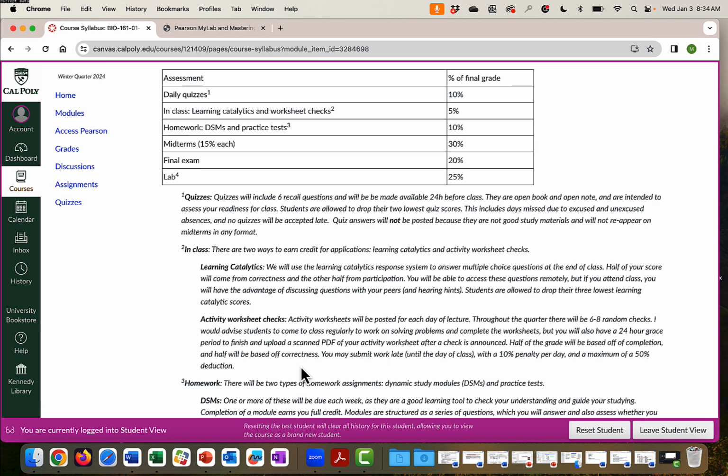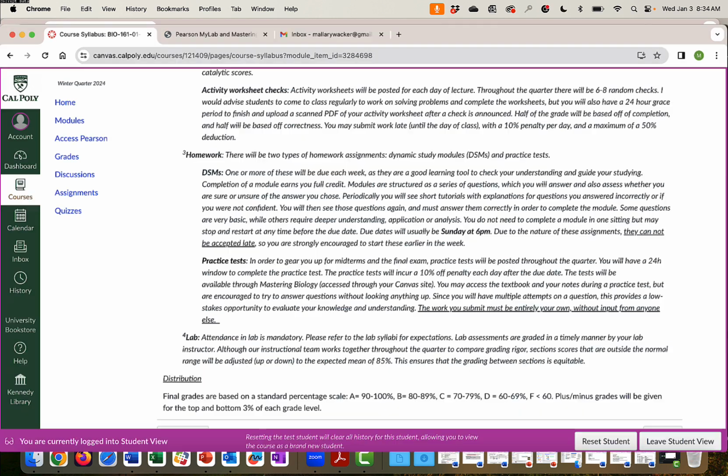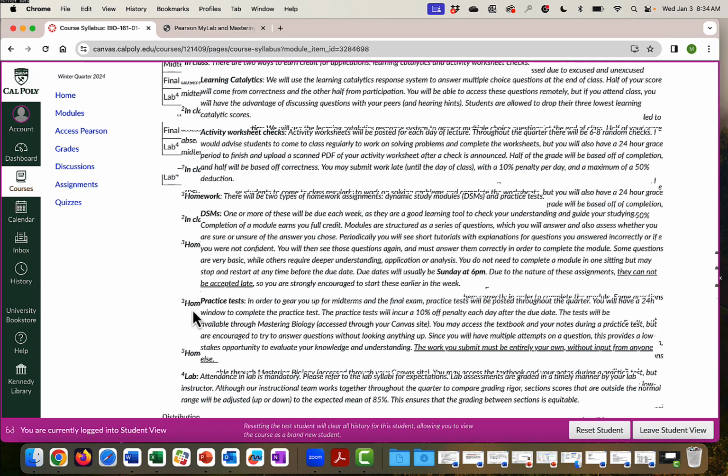For the worksheet checks, these can be accepted late. And then scrolling down, the DSMs, due to the nature of those assignments going through Mastering, can't be accepted late. So you definitely want to start these earlier in the week and stay on top of them. As we settle into the routine of the class, I'll give you lots of reminders that your DSMs are due. And then finally here we have practice tests, and these will also contribute to that homework grade, and then your lab.